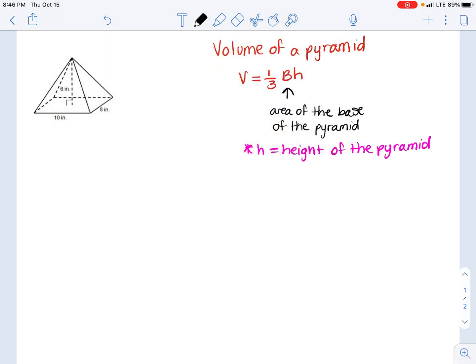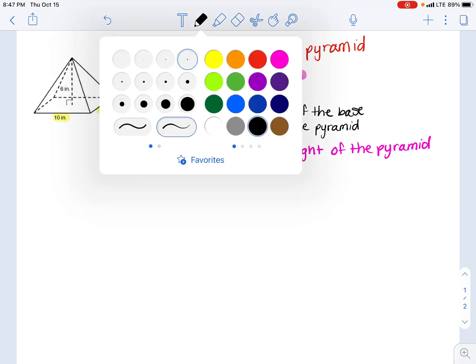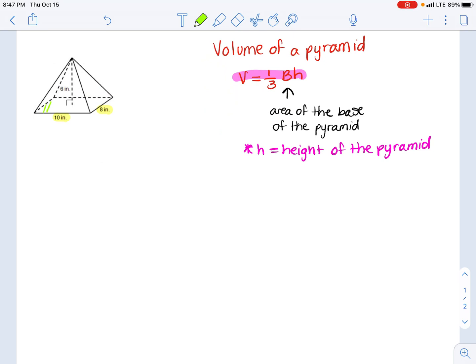What I'm going to do first is find the area of the base of my pyramid. Then I'm going to take that number and plug it into this formula that I highlighted in pink. The area of the base of the pyramid is going to be length times width. Here I can color this base in green, and you can see that this looks like a rectangle. That's how I know that the area of the base of my pyramid in this case would be length times width, because the base is a rectangle.